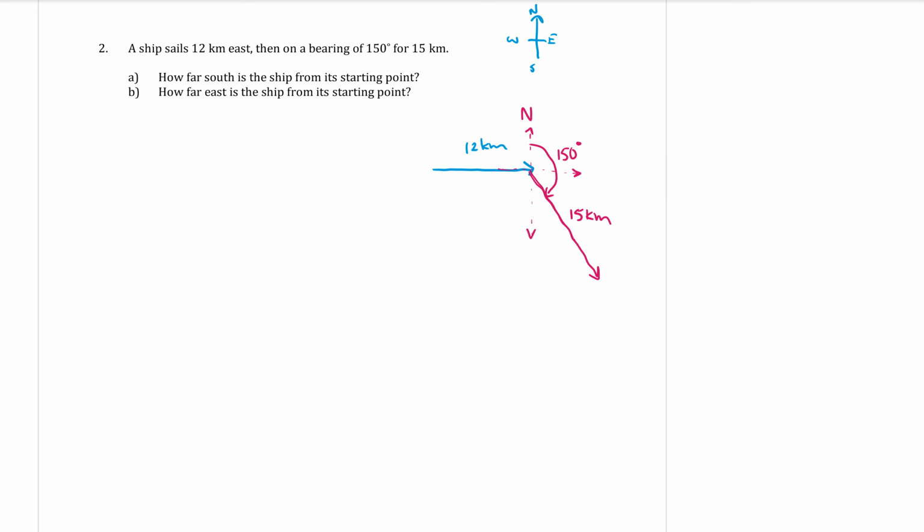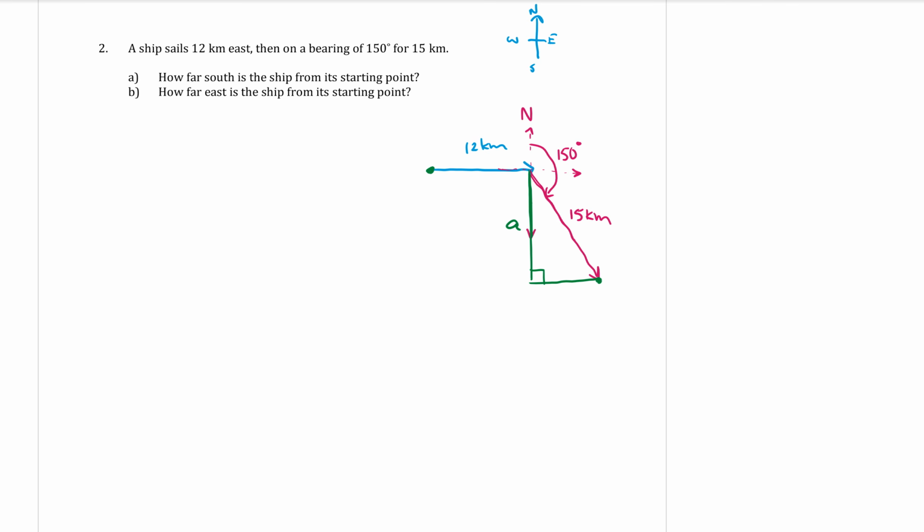So, part A says, how far south is the ship from its starting point? Well, it started here, and this is where it ended up. How far south is it? Now, south is this distance here. So north is at the top, south is going down. So what we do is we go straight down and straight across to our finishing point, and that makes us a right angle triangle. Okay, and we are trying to find this side here. We want to know how far south the ship is, and that is the line that measures the south direction.